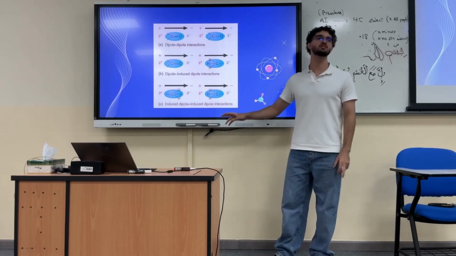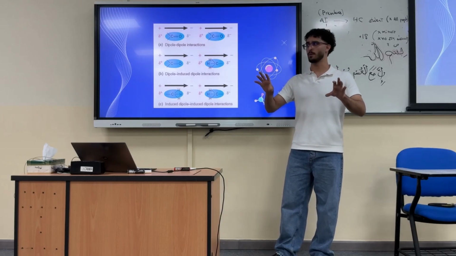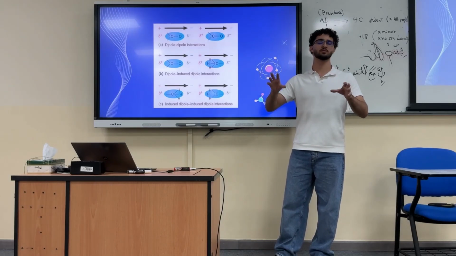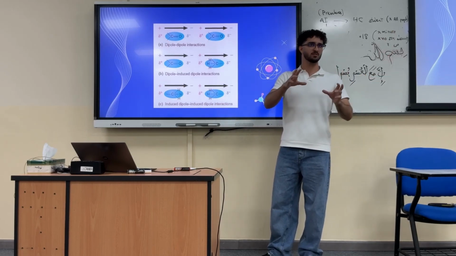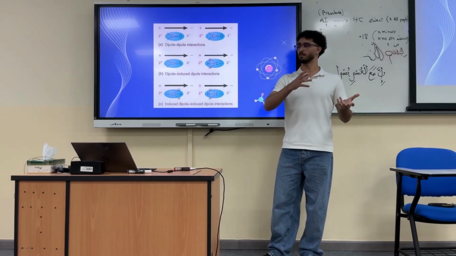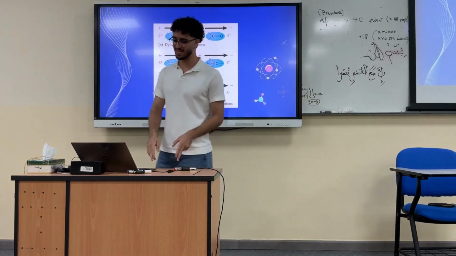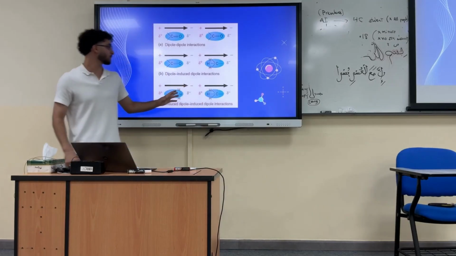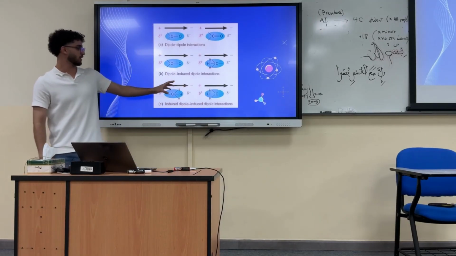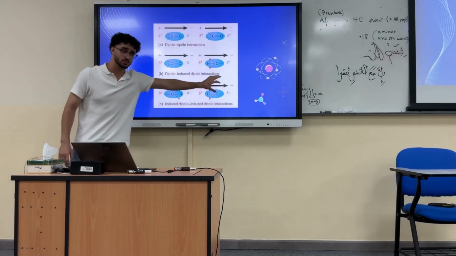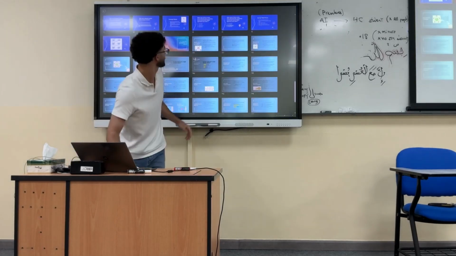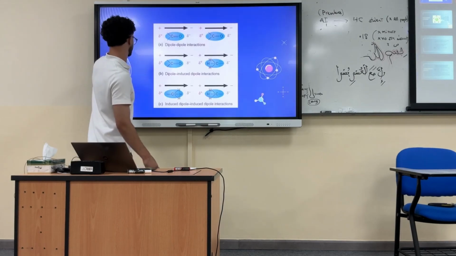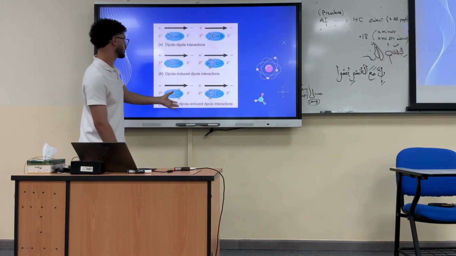Induced dipole: you have two neutral compounds. Sometimes there's a small distortion of the electron cloud. This will form a partial positive or negative charge. So it will induce a partial charge in the other molecule. So it becomes an induced dipole interaction.